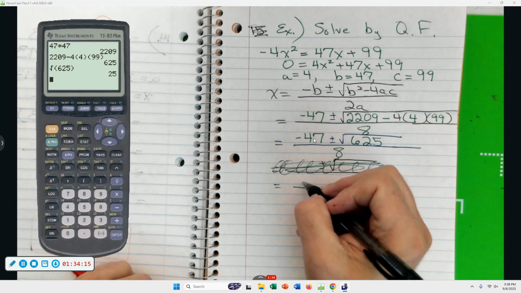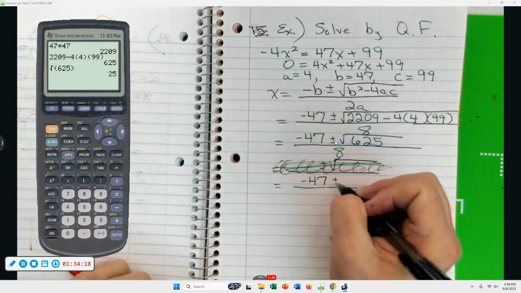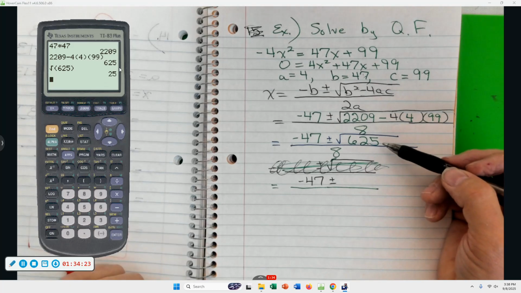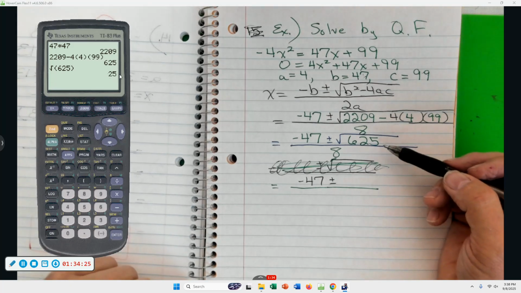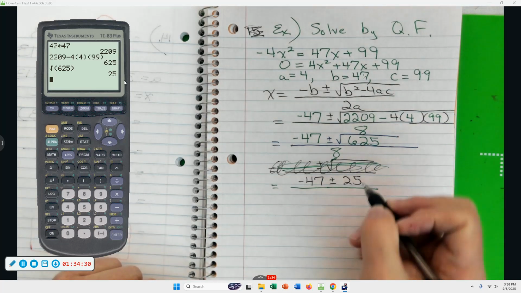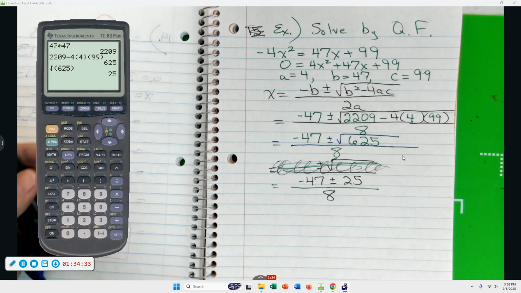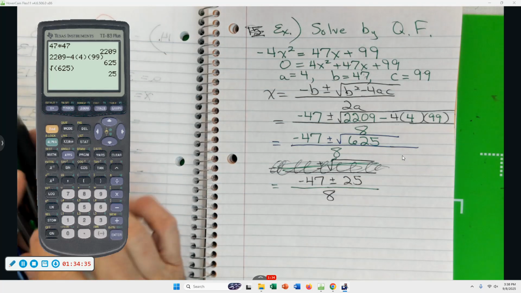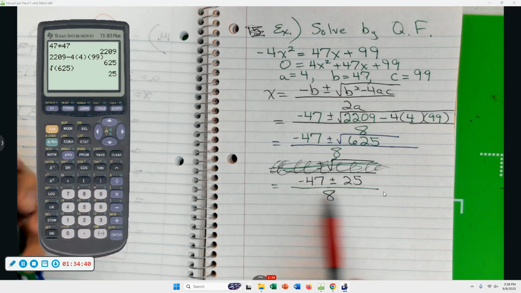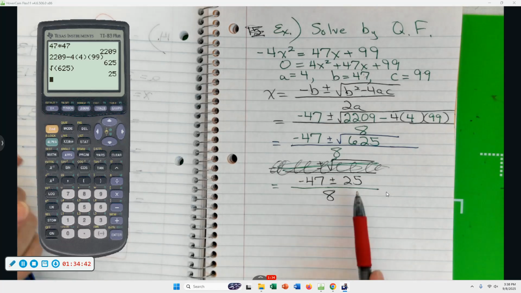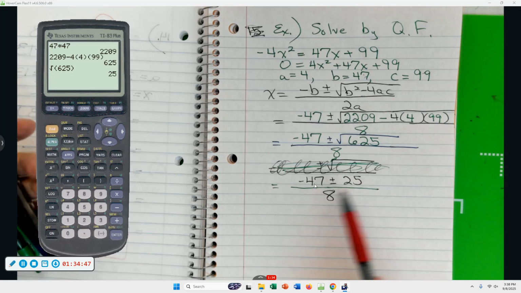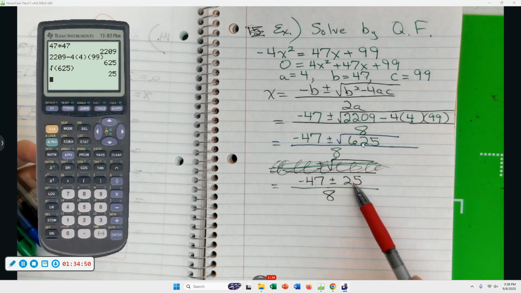So we have a negative 47 plus or minus the square root of 625, which is 25. If you punch it into your calculator, you'll see that the square root of 625 is 25, and we still have an 8. There'll be people typing this in with a plus or minus, and my lab will be telling them the answer is wrong. If you don't have a radical appearing there, that means it was a perfect square, and you could have solved by factoring.